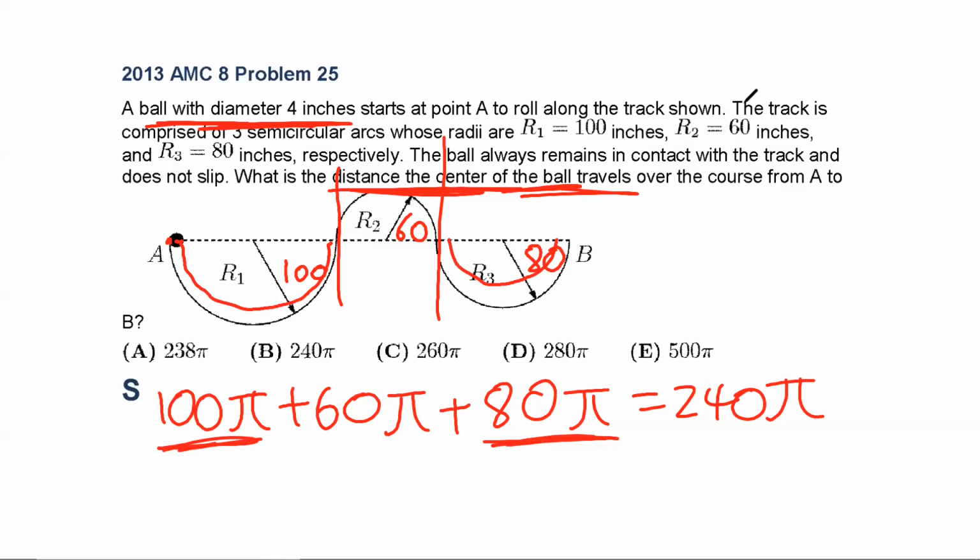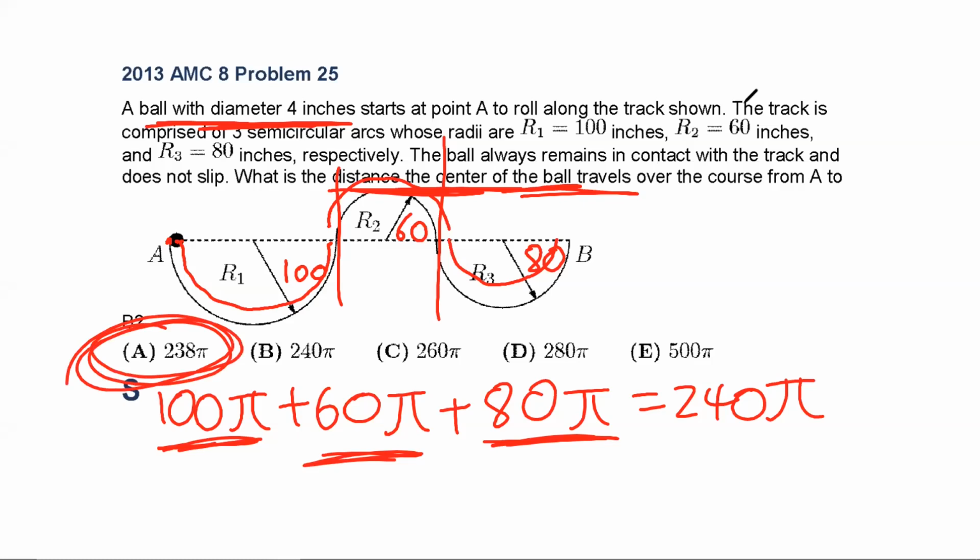And for R2, we trace out that track, which is more than the 60 pi. But we're losing a lot more distance from R1 and R3 than we're gaining from R2. So the actual answer has to be less than 240 pi, and therefore the answer would have to be A, because that's the only choice that's less than B.